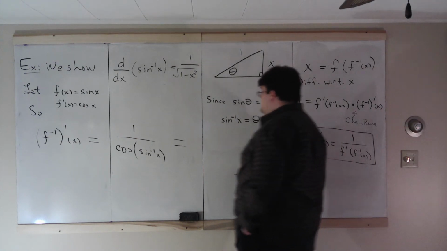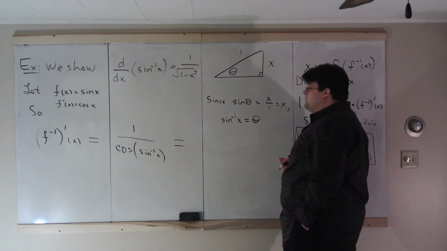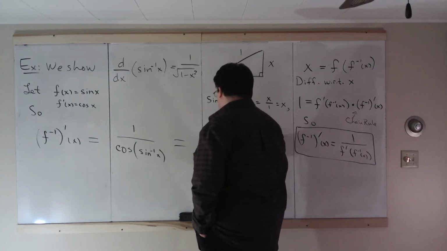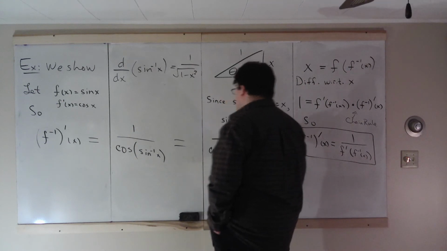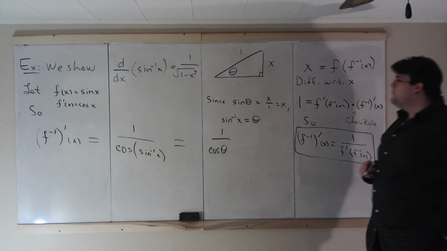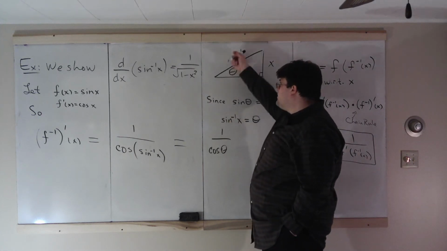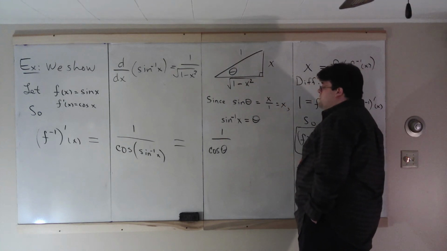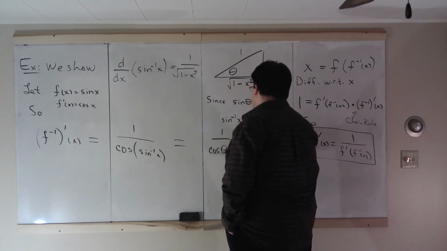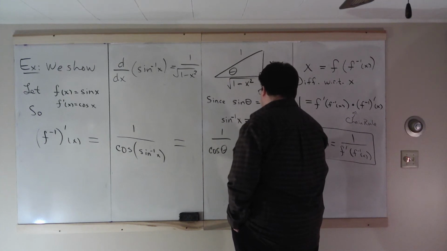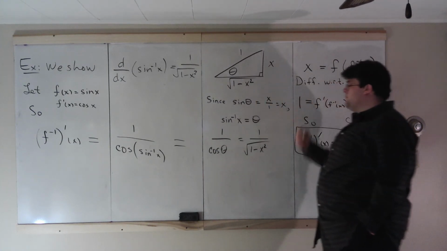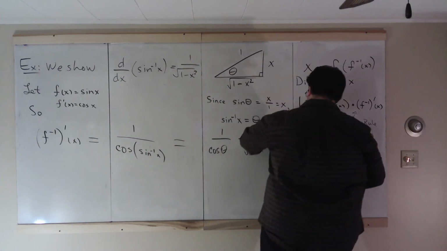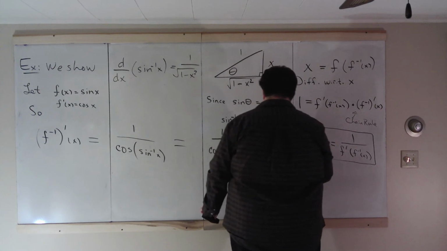In that triangle, theta is sine inverse of x. So what does this equal? Well, it equals 1 over cosine of theta. What's cosine of theta? Cosine is this side over 1. What's this side? Pythagorean theorem. Root 1 minus x squared. So it equals 1 over root 1 minus x squared over 1, which reduces to just 1 over root 1 minus x squared. Now, this is kind of a proof. So I'll say Q.E.D.